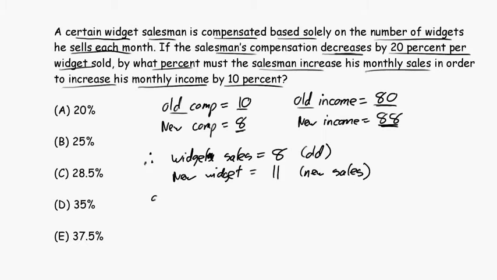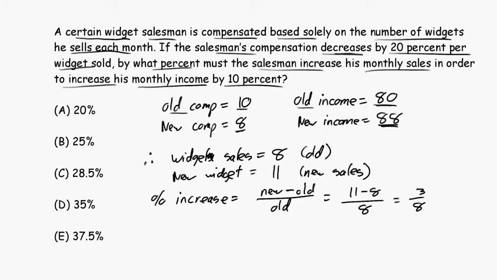Now, percent increase is something I go over later on in the course. That's actually a little bit beyond the scope of this particular video. However, percent increase is calculated with this new formula, the new minus the old over the old. So we have 11 minus 8 over 8, and that's going to be 3/8. And if you work that through, that's a little bit beyond the scope of this particular video. That's going to give you E, answer choice E, 37.5%.